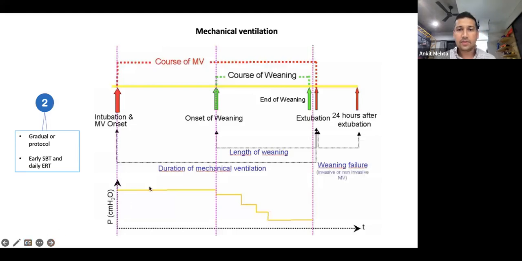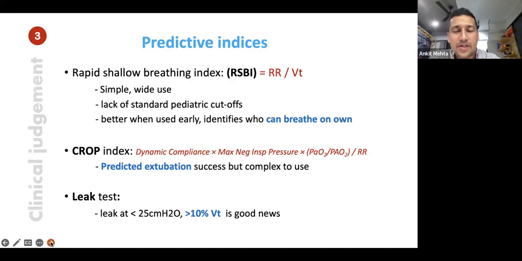So this was the third step, which I told you is again very, very important, which we are going to discuss: the peri-extubation period. The second part of my lecture was that you should have a protocolized way of giving an SBT, and then you can think about whether the patient is ready for ERT. So you should have an early SBT and daily ERT thinking in the patient. And the third point which comes around is the peri-extubation.